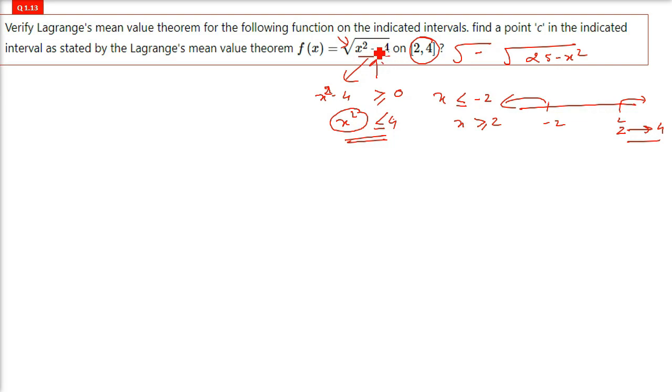Again, x square minus 4 cannot be negative. The way I told you, 25 minus x square cannot be negative. That is the first thing you have to check when you have an under root. f(x) is between 2 and 4, so we just know that it is continuous. Then the next one is in LMVT, Lagrange's mean value theorem. We'll do the differentiation, and this differentiability and continuity has to be established first.